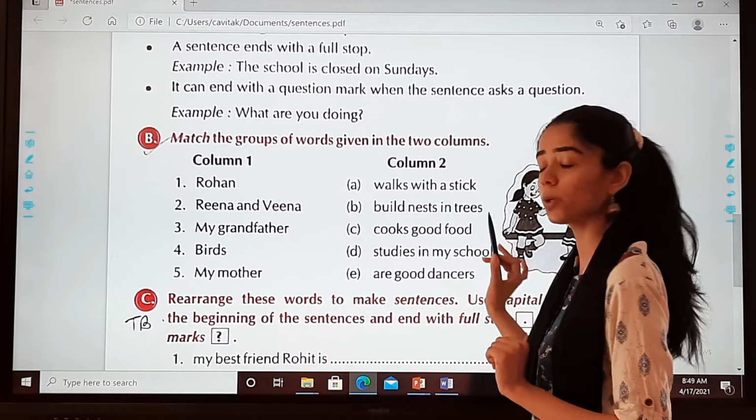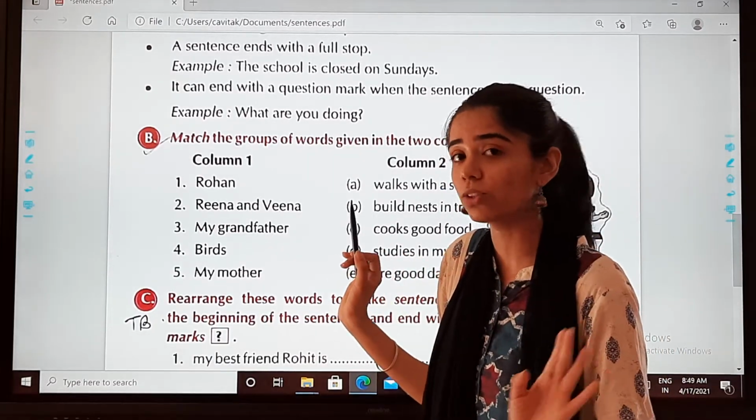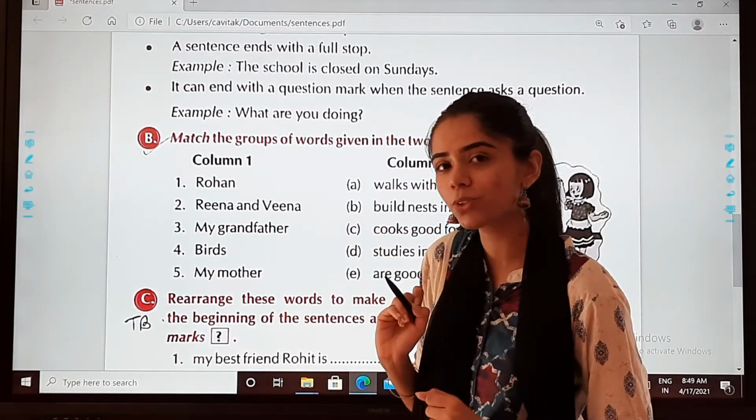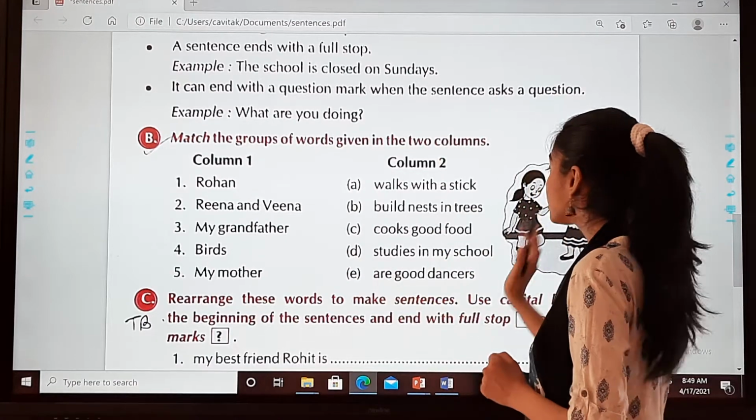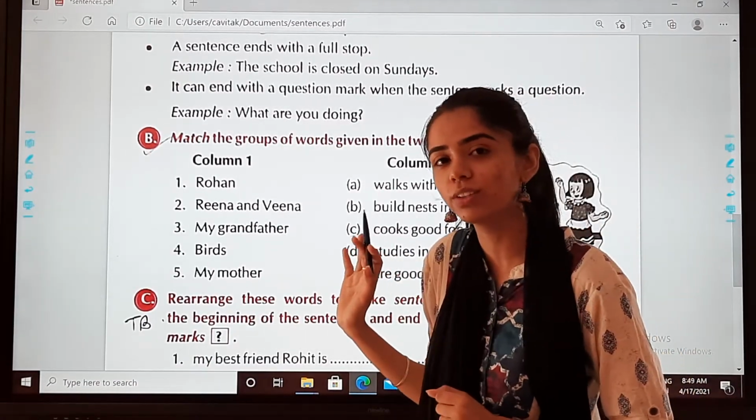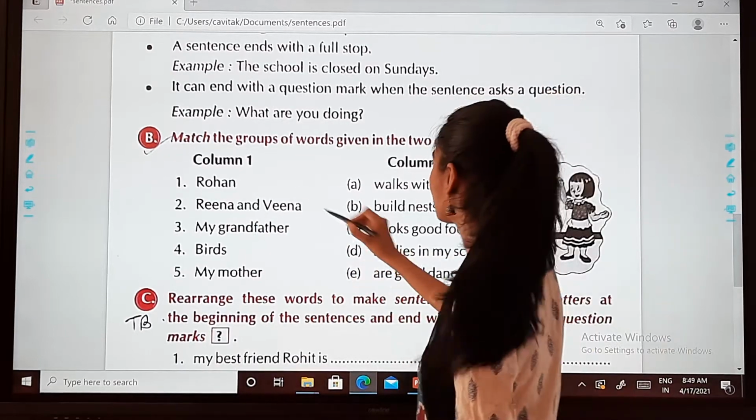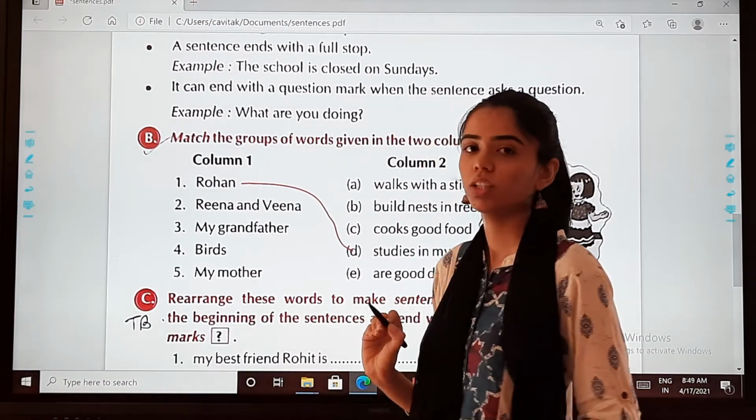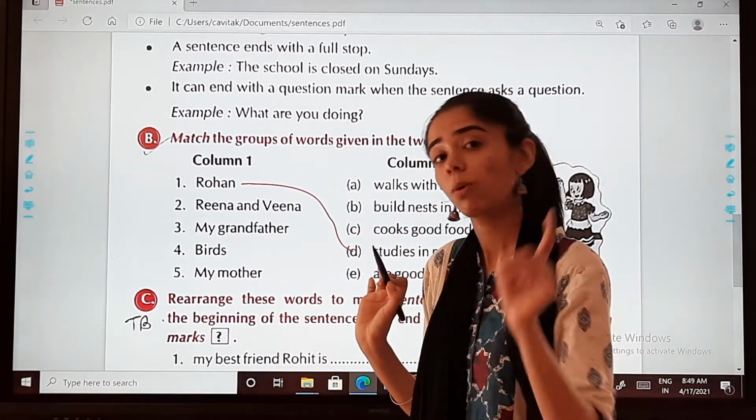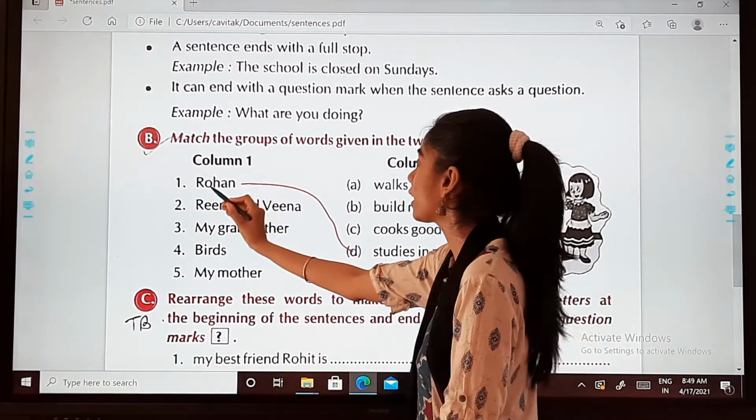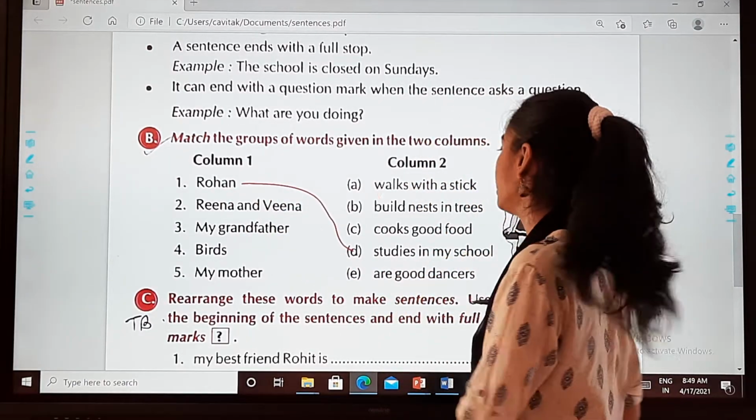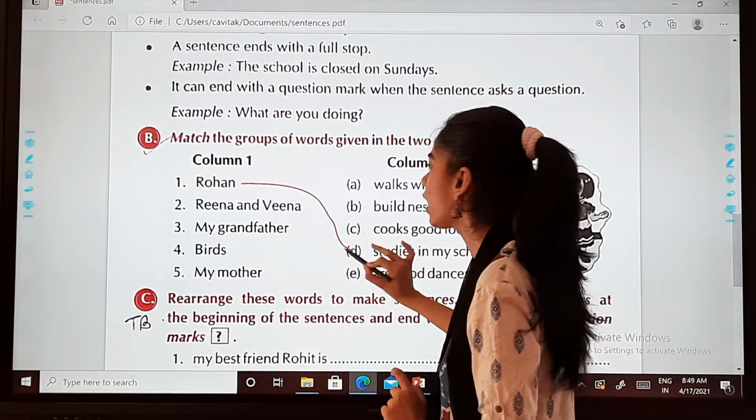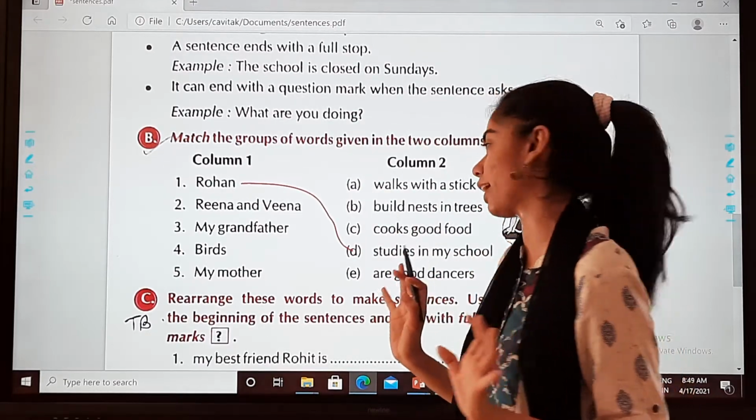Rohan cooks good food. There is a chance that Rohan can cook. But don't you think कि my mother वाला जो option है वो उसके साथ match होगा? Then Rohan studies in my school. So we have got the first one, that is Rohan studies in my school. So I have drawn this kind of line, but what you have to do in the notebook is directly write number 1 Rohan and in front of it option D, studies in my school. If you draw like these kind of lines, it will look a bit untidy.